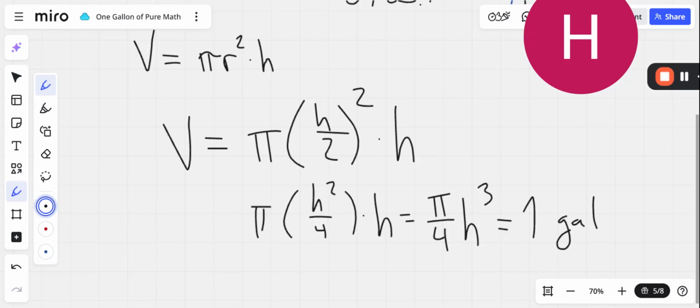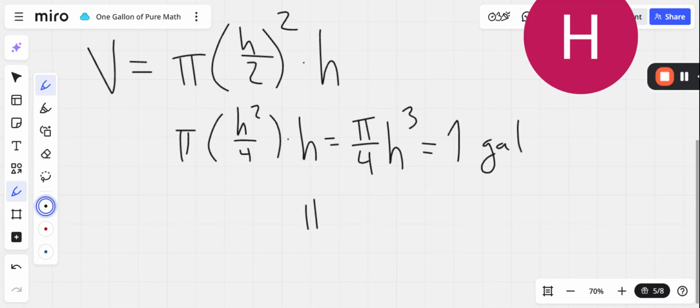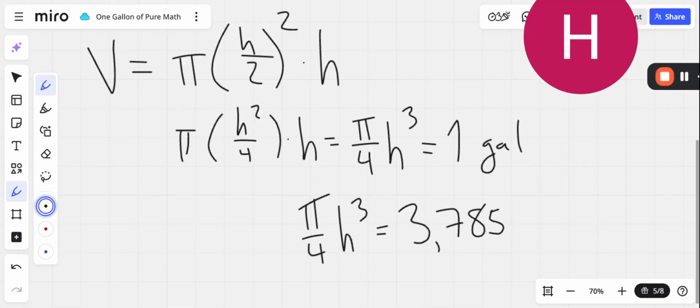But since a gallon is not a unit of distance at all, not a cubic unit of distance, I should say, like centimeters cubed is obviously a cubic representation of centimeters. A gallon doesn't really have that, so we need to use this conversion factor, where pi over 4 h cubed is equal to, let's call it 3,785. I'm not going to use the decimal 0.41. You could if you'd like. You make it more precise that way, but we're just going to keep it simple here.